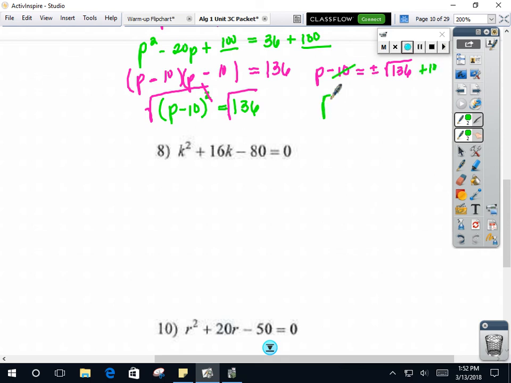And now to get your two answers, which are going to be approximate because you're going to round them, you just do the square root of 136 plus 10 and negative square root of 136 plus 10. So go ahead and type those in. Square root of 136 plus 10 is what? 21.7. And then you do negative square root of 136 plus 10, and you get negative 1.7.